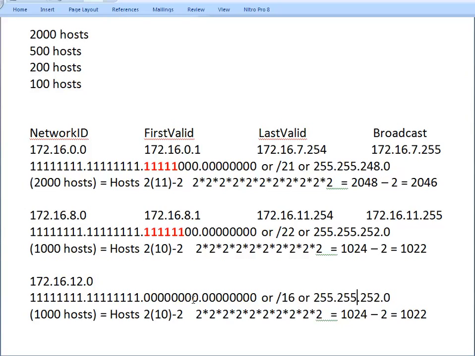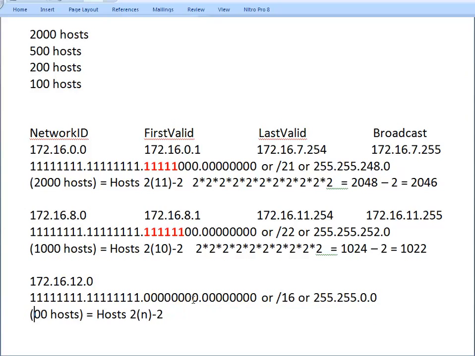Okay, now it's ready. We need 200 hosts on the third network. So how many zeros are we going to need to reserve for 200 hosts? If we reserve 8 zeros, that will give us 254. Minus 2, that's enough. So 8 zeros here.